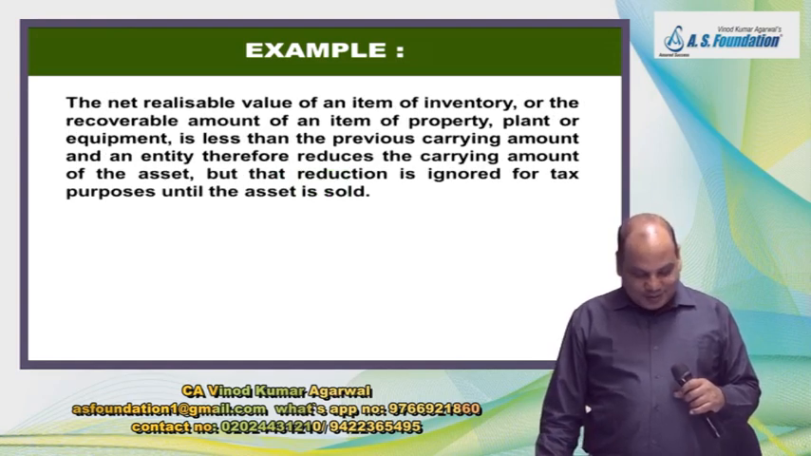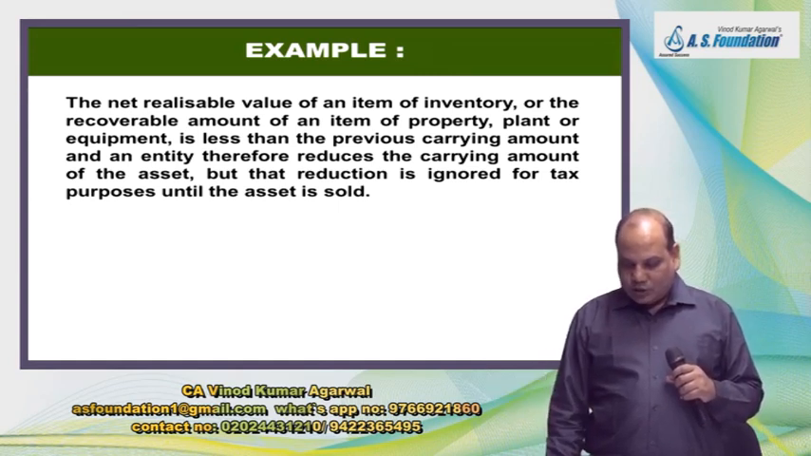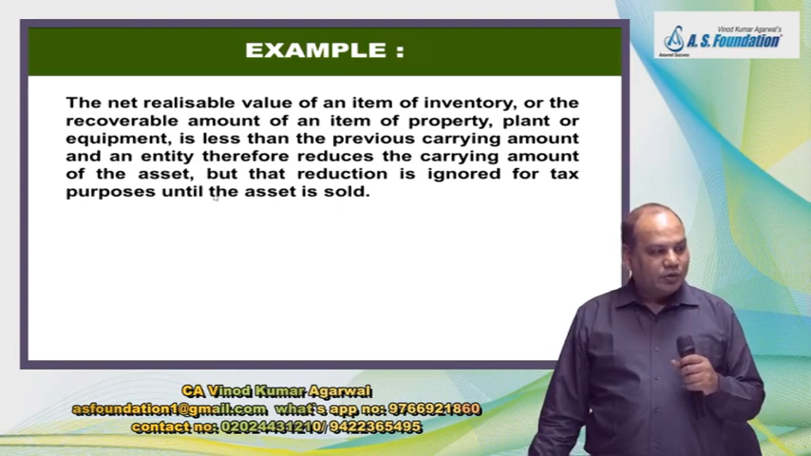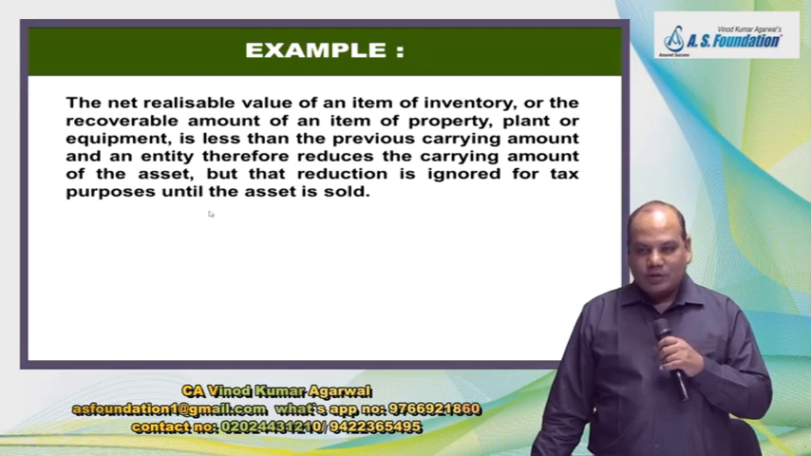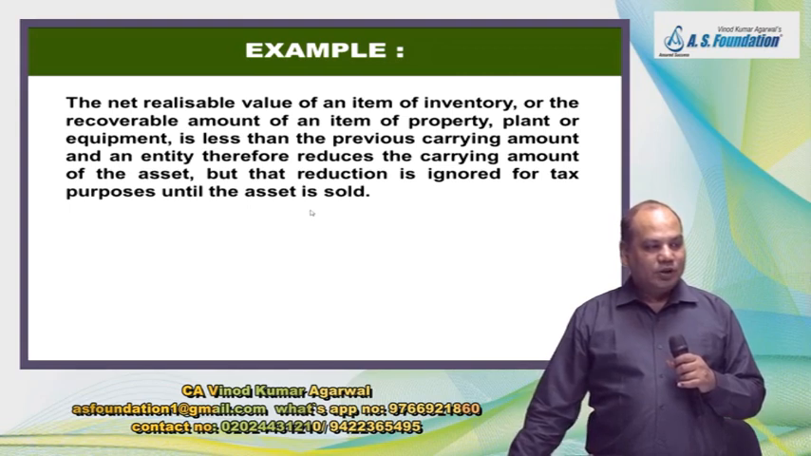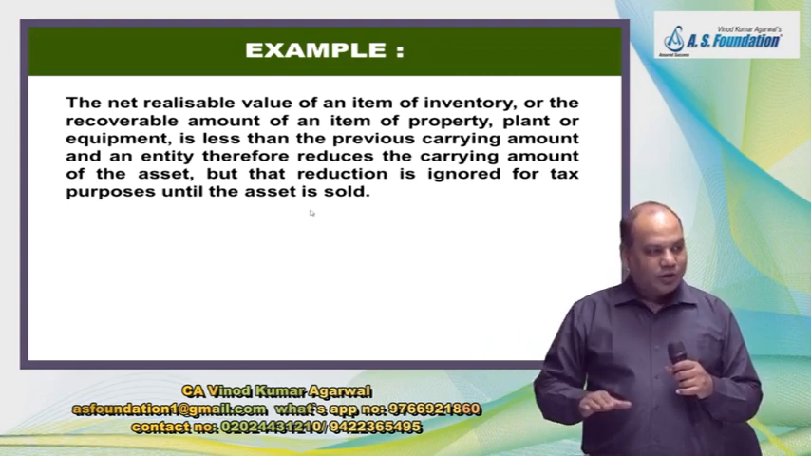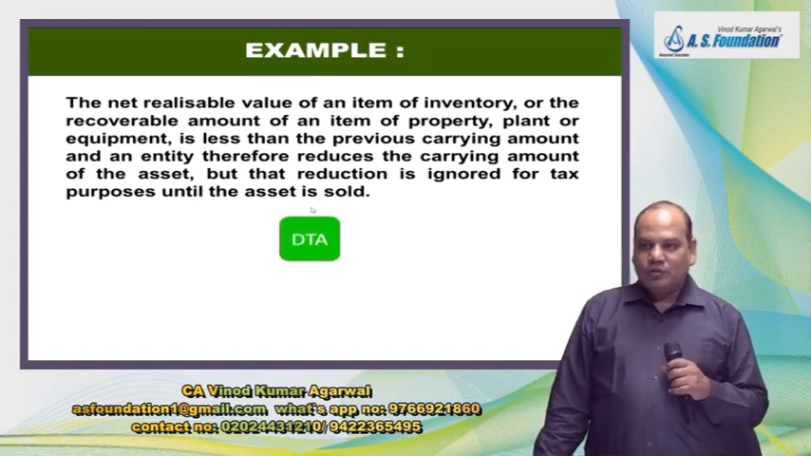Try next one. Net realizable value of an item of inventory or the recoverable amount of an item of PPE is less than previous carrying amount. So we have reduced the carrying amount because NRV has gone down, recoverable amount has gone down. Therefore it reduces the carrying amount of the asset, but that reduction is ignored for tax purpose until the asset is sold. DTA. So carrying amount has gone down. Tax base is still at a higher level. So this will give rise to DTA.